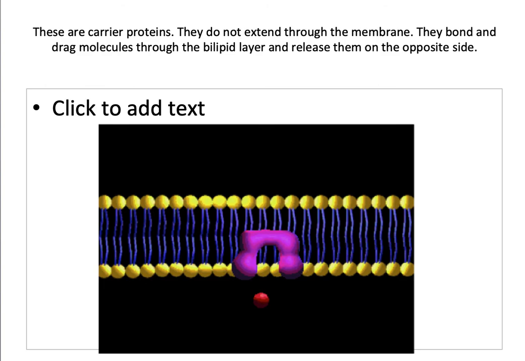There are carrier proteins that do not extend through the membrane. They bond and drag the molecule through the lipid. Okay, so let's ignore this one.